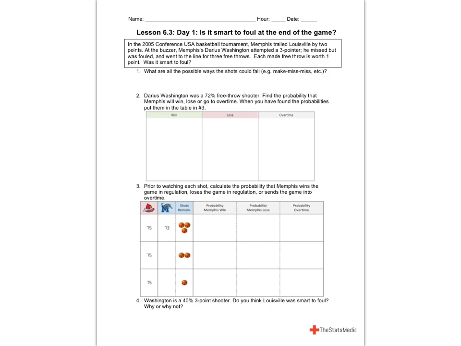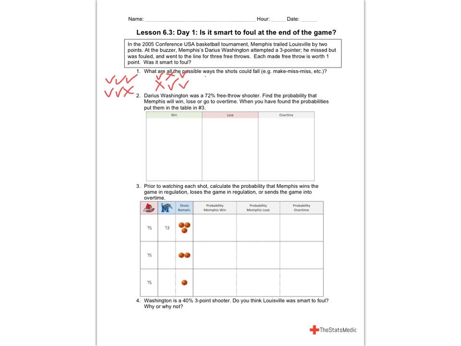Looking at this in all the steps, the first thing is what are all the possible ways the shots could fall? Basically what they're asking you for is your sample space, right? My sample space is that I could have made them all. That's one possibility. I could have made the first two, missed the third. I could have made the first one, missed, made it. I could have missed, made it, made it.